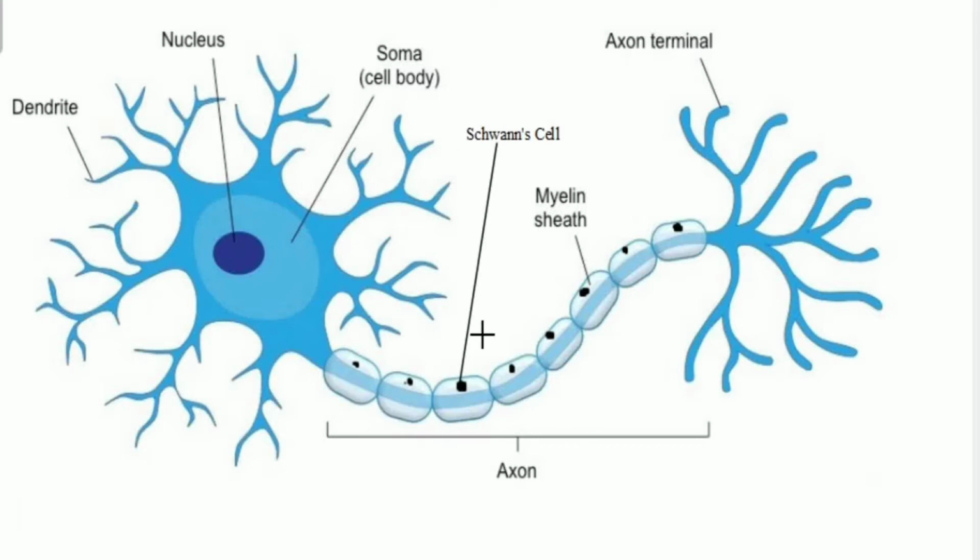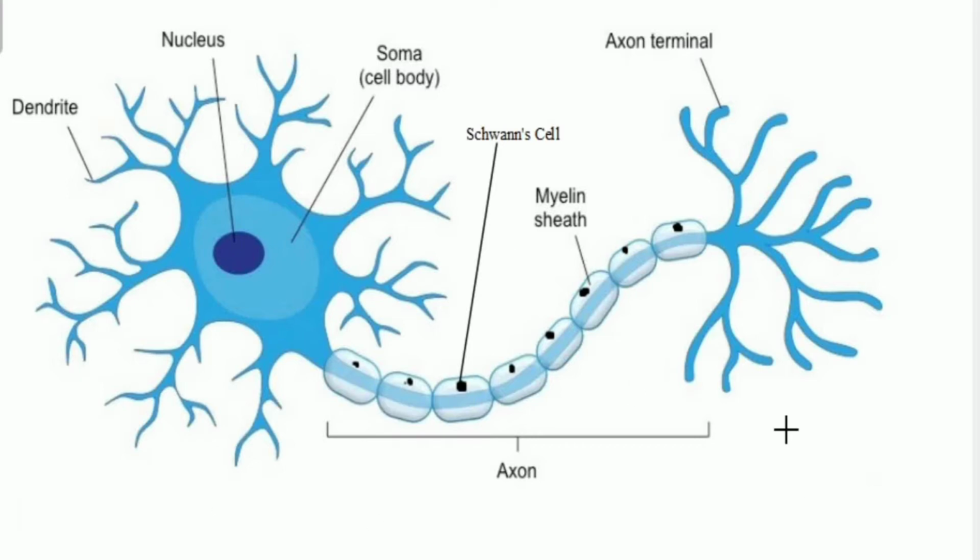Generally, the impulses which are generated in the human body are in accordance with the changes that happen in the surroundings. On the basis of those changes, we have this structure, and this structure is called the neuron. This is the complete structure of the neuron.